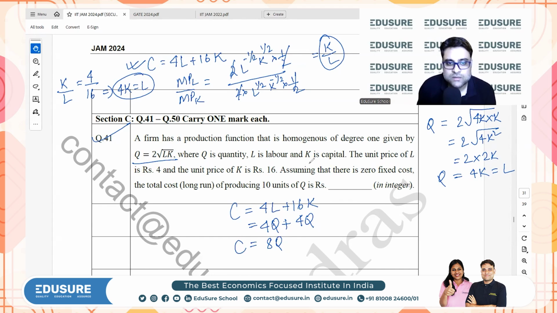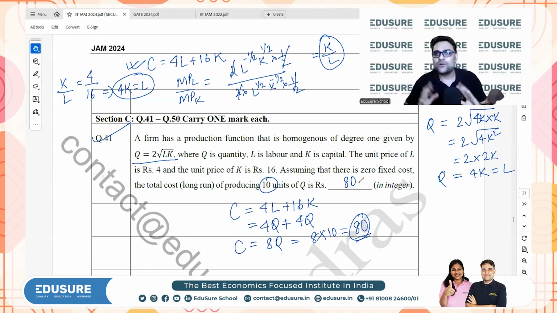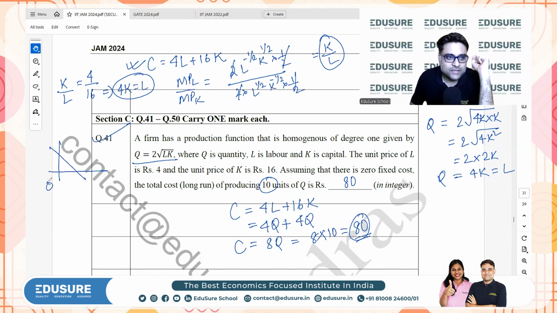So what is the total cost of producing 10 units of output? Just put 10. 80. So what is the answer? It's 80. Am I understandable? What am I doing? I'm only equating the slope of the isoquant and the isocost. The isocost, that's 4L plus 16K, is a line like this. And the isoquant of a Cobb-Douglas is a curve which looks like this. So I basically equate the two slopes and I get my optimal L and K.